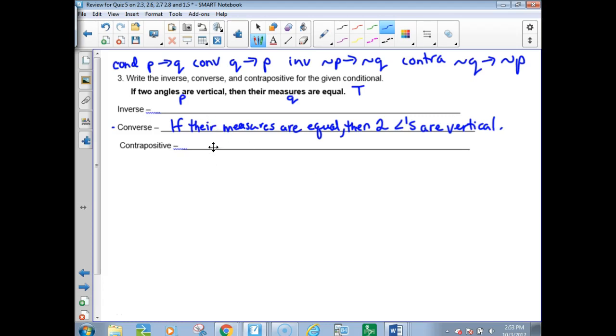To write the inverse, we will negate the hypothesis and the conclusion. So that'll be if not P, then not Q. So if two angles are not vertical, then their measures are not equal.